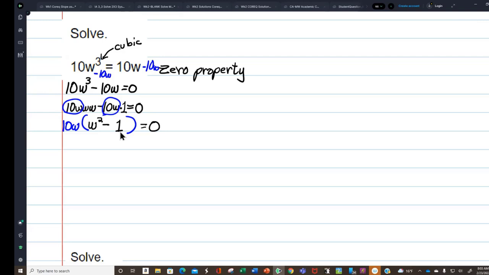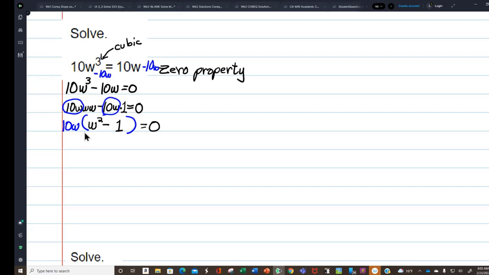Now at this point, you can check yourself and make sure that you did that correctly. It's always a good idea. 10W times W squared is 10W cubed. And 10W times minus 1 is minus 10W. So I did factor this correctly.